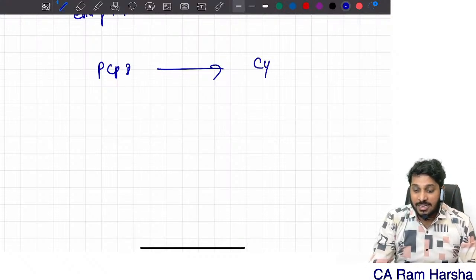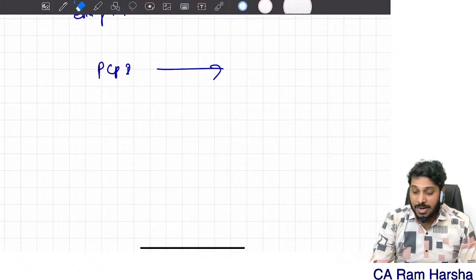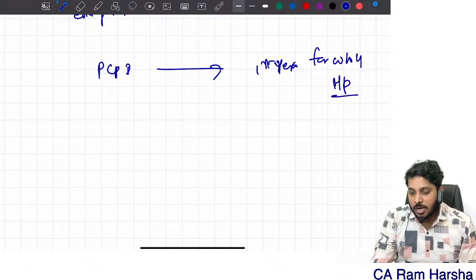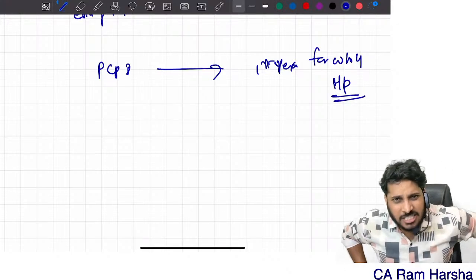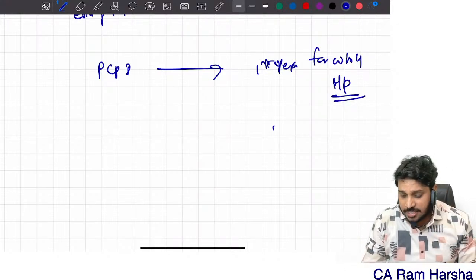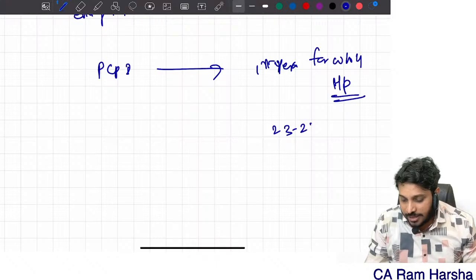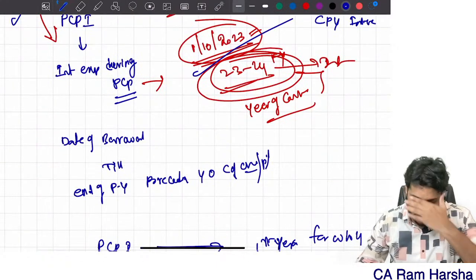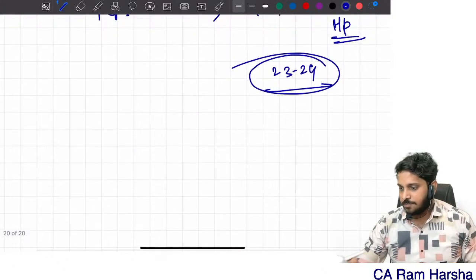Pre-construction period interest can be claimed as deduction in the first year for which house property computation will happen. In this example, 23-24, as on 1st October 2023 the house is completed. So just a minute.